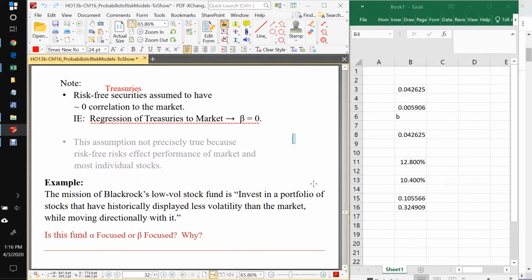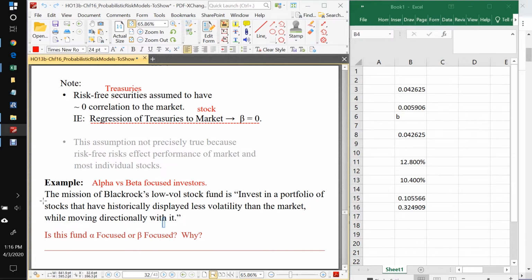So we usually assume that risk-free securities, typically as measured by treasuries, have a beta equal to 0 when we compare them to stock market returns. Okay, so let's do an example now, thinking about alpha versus beta focused.